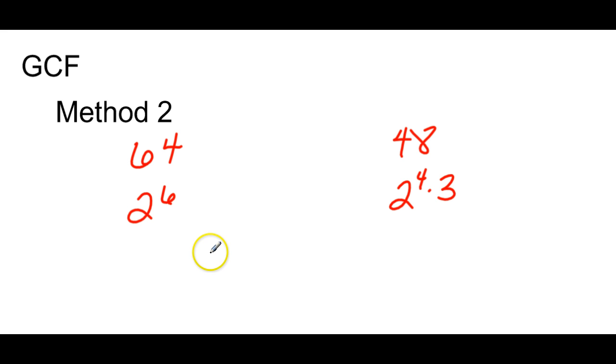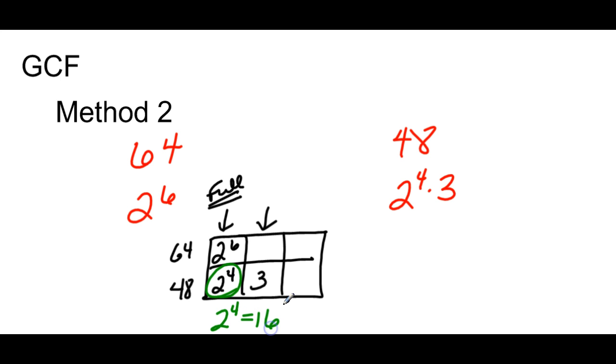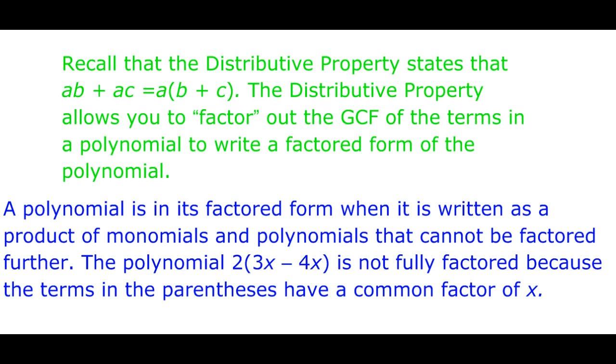Method number 2, you list the prime factors. So what you do then is you make a little comparison box here. 64 is 2 to the 6th power. 48 is 2 to the 4th power times 3. You make sure that the factors are in their own columns. And then you only use a column that is full. So this is a full column. So I use this and I choose the smallest choice, which is 2 to the 4th, which is equal to 16. So in either case, the greatest common factor is 16.